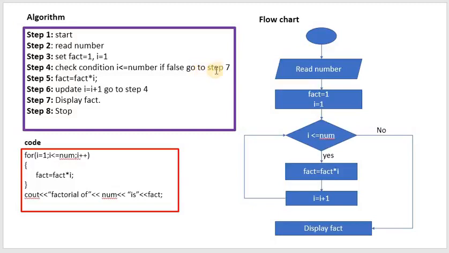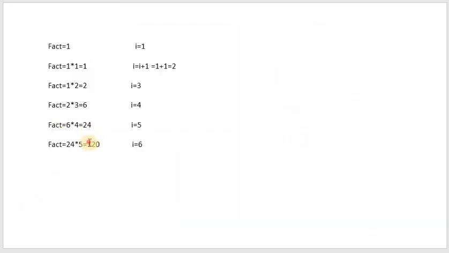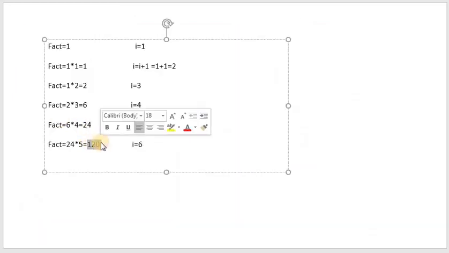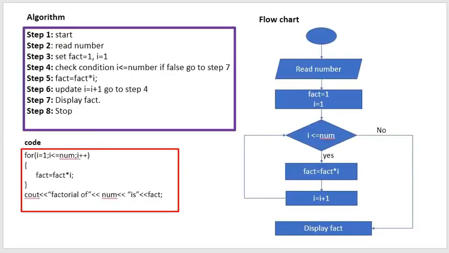If false, where you need to go? You need to go to step 7. So step 7 is what? Display fact. What is there in fact now? Fact is 120. Now tell me what is the factorial of 5? 120, right or not? So our algorithm is perfect. So step 8 is Stop. And then this is the flow chart for this.